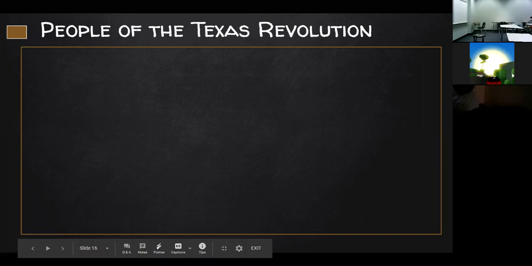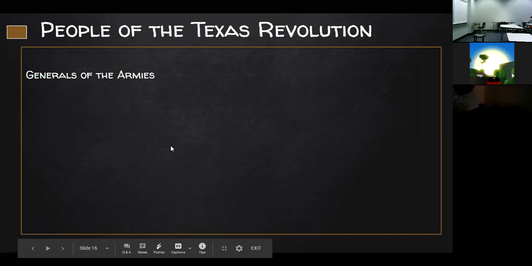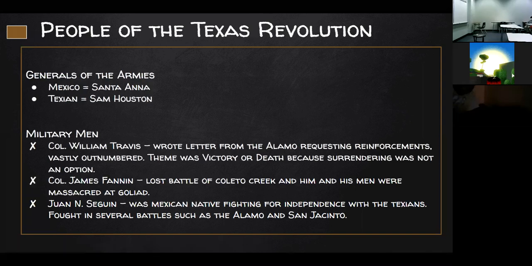So that leads us to the people of the revolution. Okay, cool. People of the revolution. Here we go. So now that the revolution has begun, we have the two generals. If you don't think about military, the generals are the guys who are at the top. Everybody falls underneath the general. So Santa Anna was in charge of the Mexican side. Sam Houston, he was in charge of the Texian side.